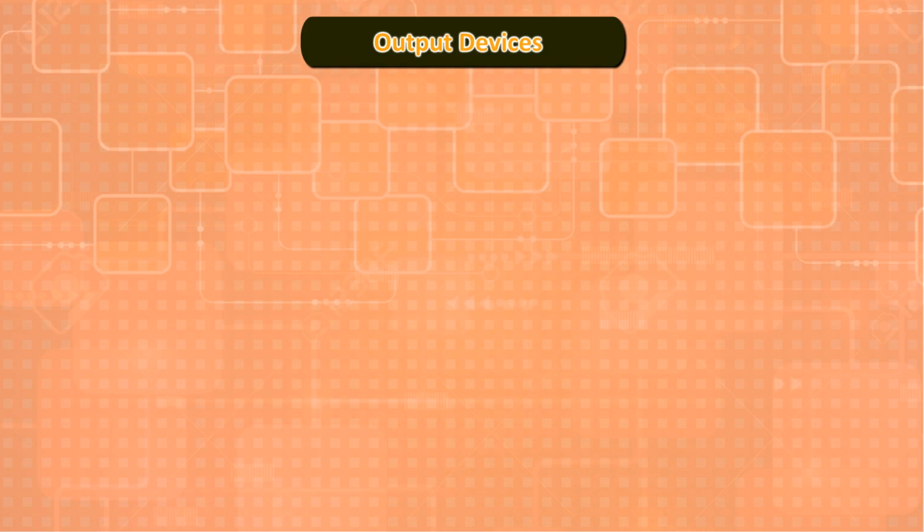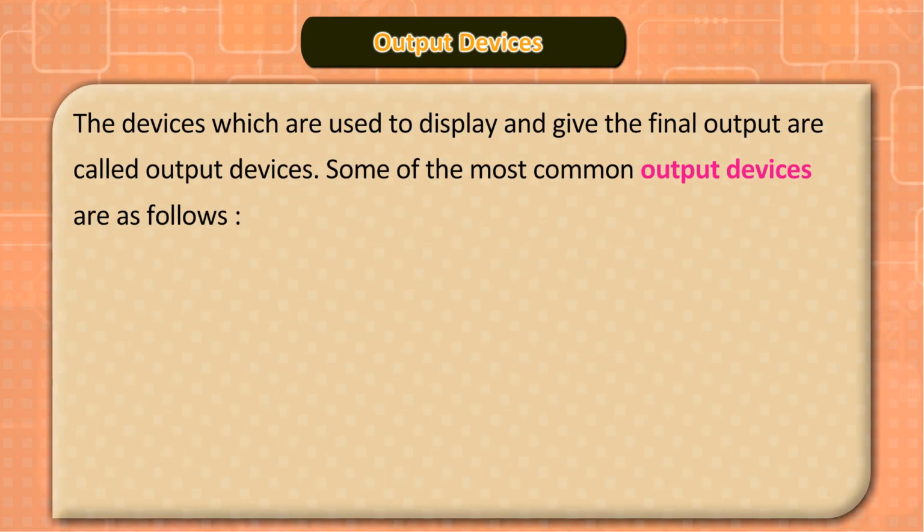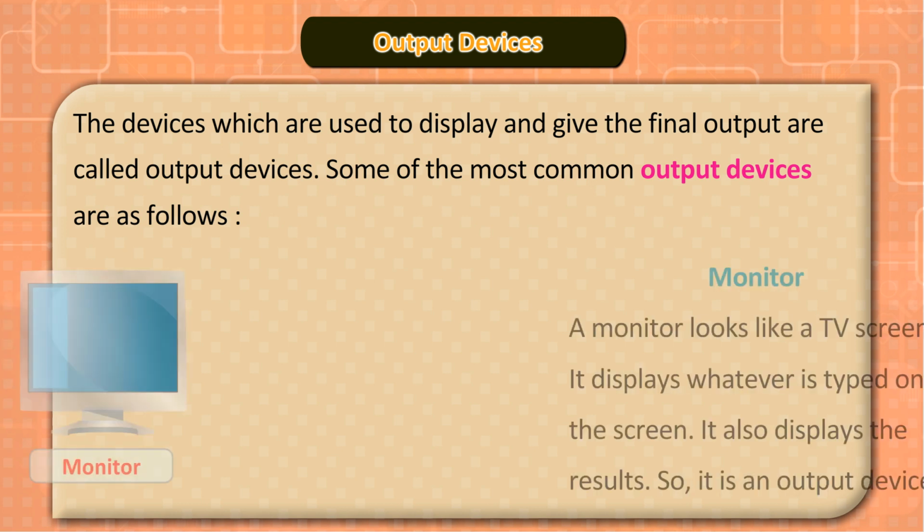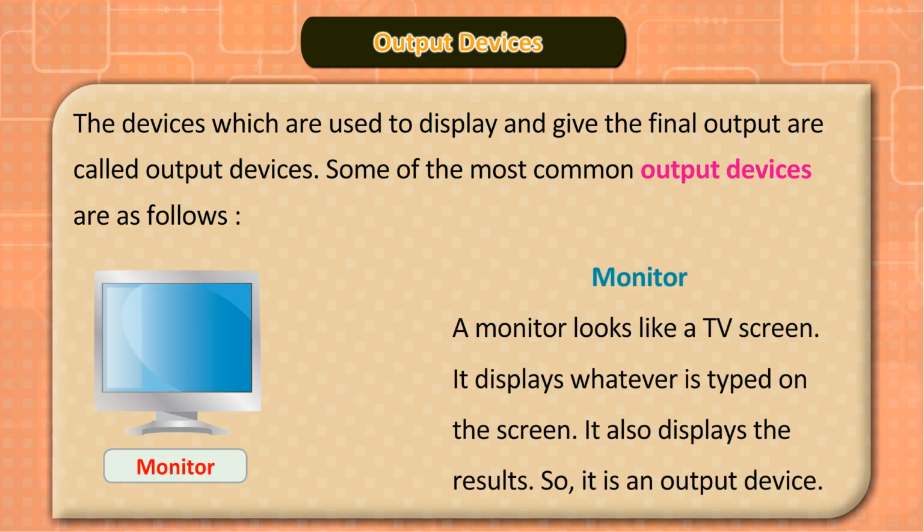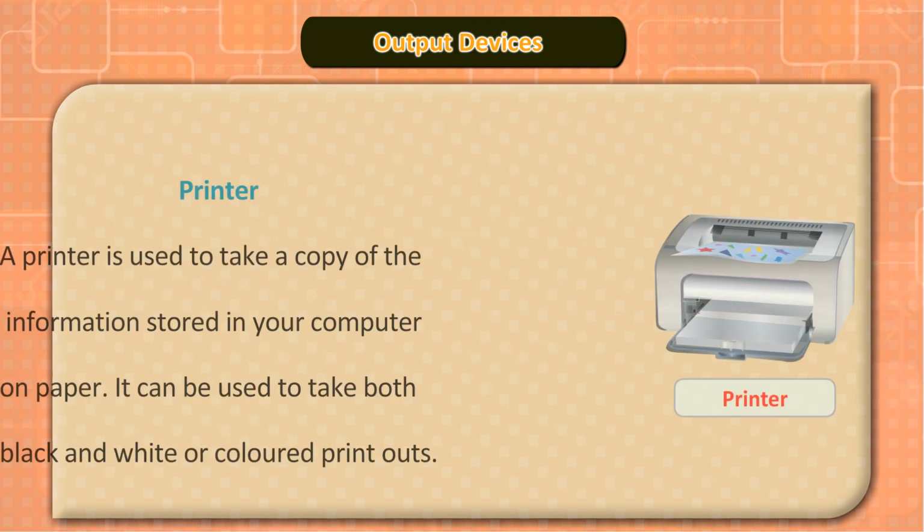Output devices. The devices which are used to display and give the final output are called output devices. Some of the most common output devices are as follows. Monitor. A monitor looks like a TV screen. It displays whatever is typed on the screen. It also displays the results. So, it is an output device.